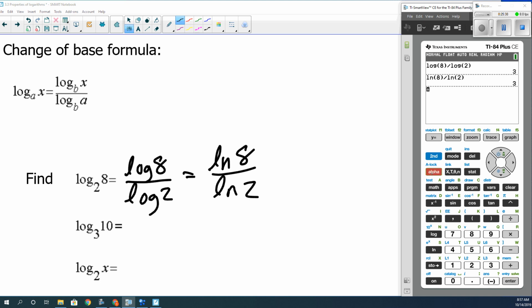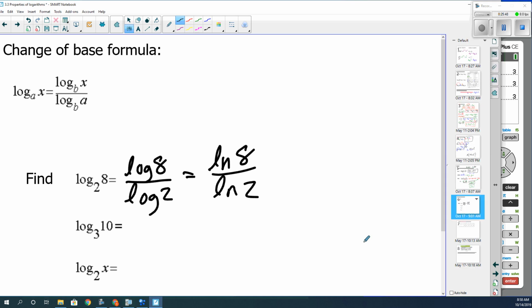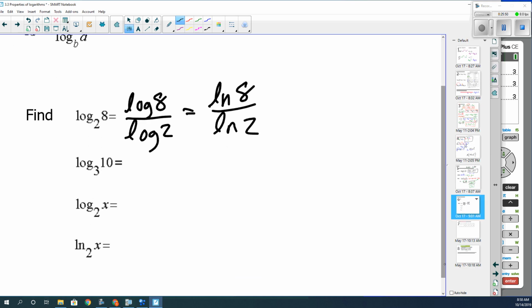And then if I did alpha window and did number 5 for the log base, I could just type in the 2 and the 8. I still get that it's 3. So the change of base formula, if you do end up having to use it, it's just log of the bigger number, like whatever number's written big, divided by log of the little base number. So this would be log x divided by log 2.